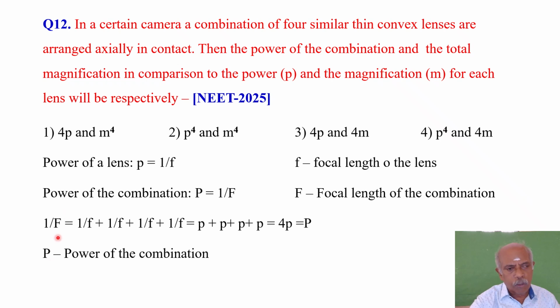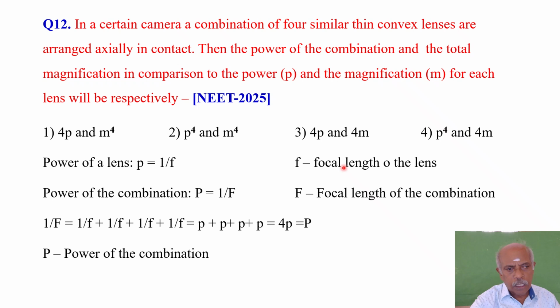So what is the formula for 1 by F? 1 by capital F is equal to 1 by small f plus 1 by small f plus 1 by small f plus 1 by small f, because small f is the focal length of each lens, because they are similar lenses. What is 1 by f? P. So P plus P plus P plus P, that is 4P. So the power of the combination is 4P. So your answer should be either option 1 or option 3.